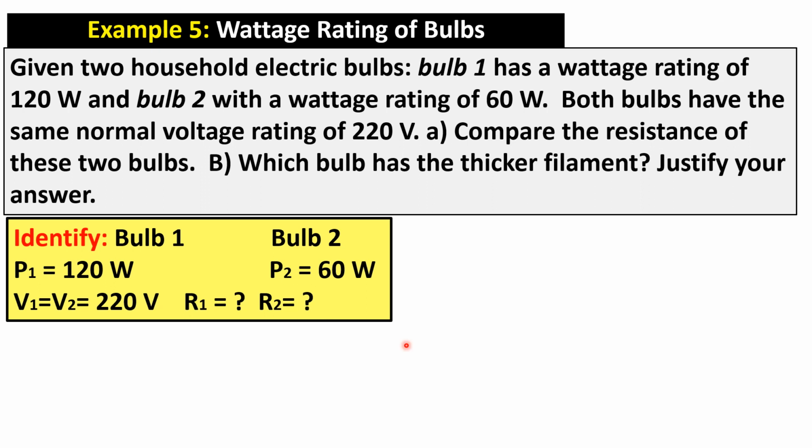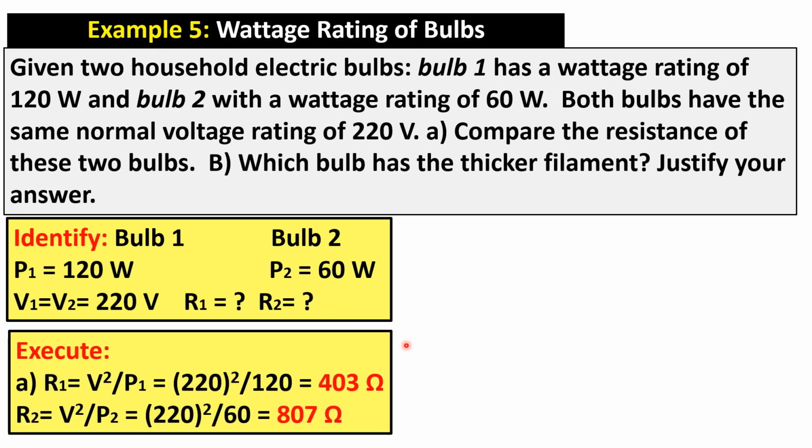All right, so there is a formula that goes like this. To find the resistance R, all you have to do is divide the square of the voltage by the given power. So for R1, that's equal to V squared over power P1. Substituting, we have 220 volts, squared, divided by 120 watts. The result is a resistance R1 of 403 ohms.